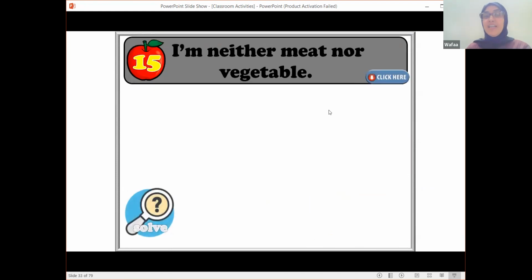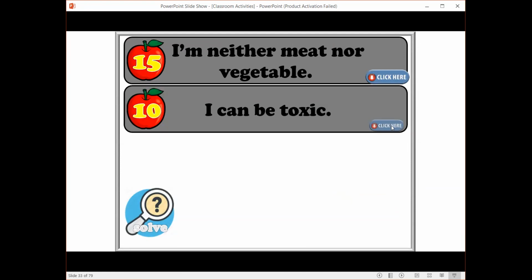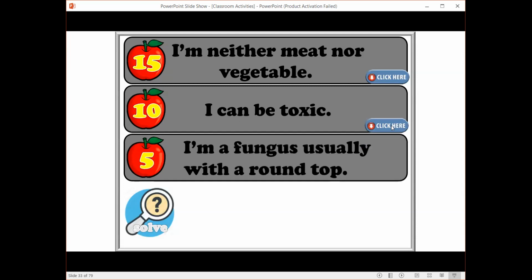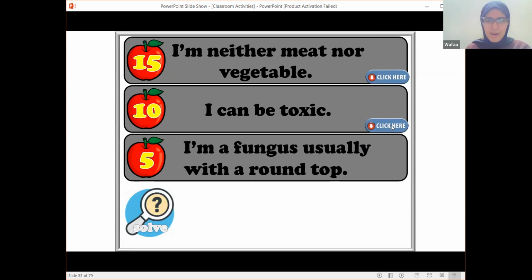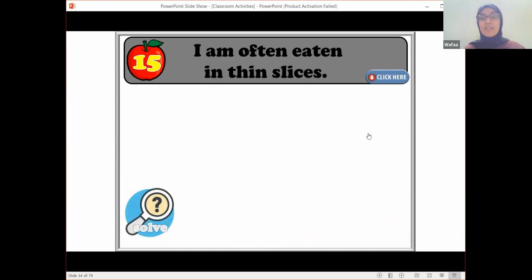Okay. I am neither meat nor vegetable. Yeah, what else? I can be toxic. I am fungus. Mushroom. It's mushroom. Excellent. That's right. Okay. I am often eaten in thin slices. What is eaten in thin slices, ladies? Chips.